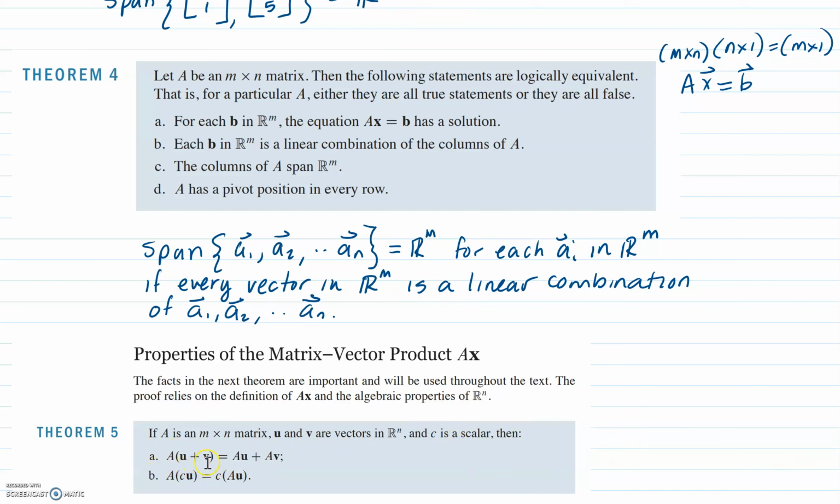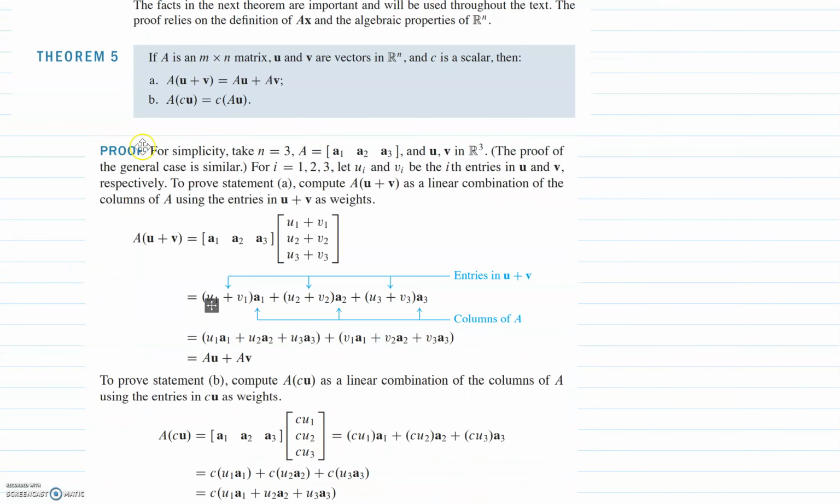A times U plus V, the distributive property of the matrix A with the vectors U and V, is AU plus AV, and for scalar multiplication, A times CU, you can bring that constant C out. Here is the proof. You can find this proof in the book. For simplicity, the book took n equals 3, though you could do this for the generic case and it would be very similar.